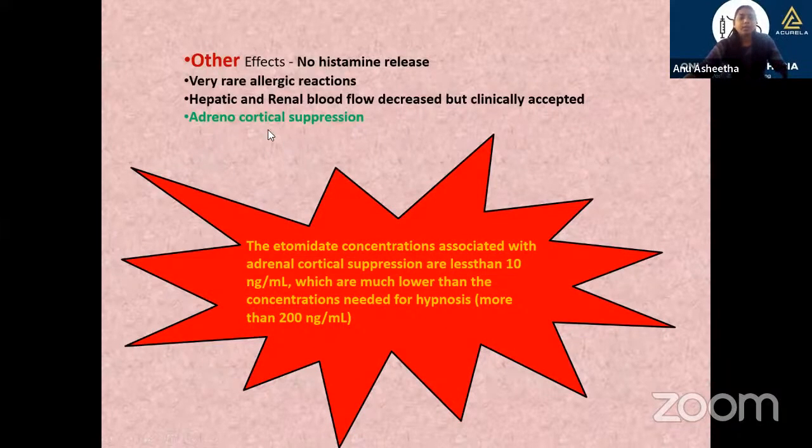How it is produced and why it is not used? Because for a level of hypnosis, we require at least 200 nanograms per ml of etomidate. But the adrenocortical suppression occurs even with a dose of less than 10 nanograms per ml.